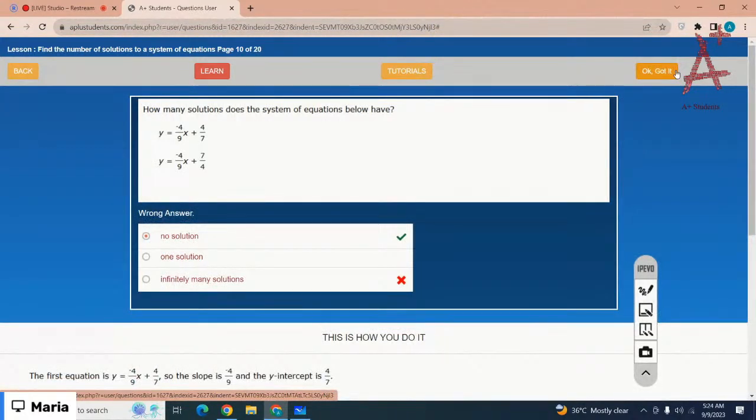Okay, you can complete. No solution. Yes, they have different y-intercepts. Here you have 4 over 7 and here you have 7 over 4, right? So they have the same slopes and different y-intercepts. That means the equations have no solution, right? Okay, you can complete the lesson by yourself later today. Let me just move on to the next lesson.